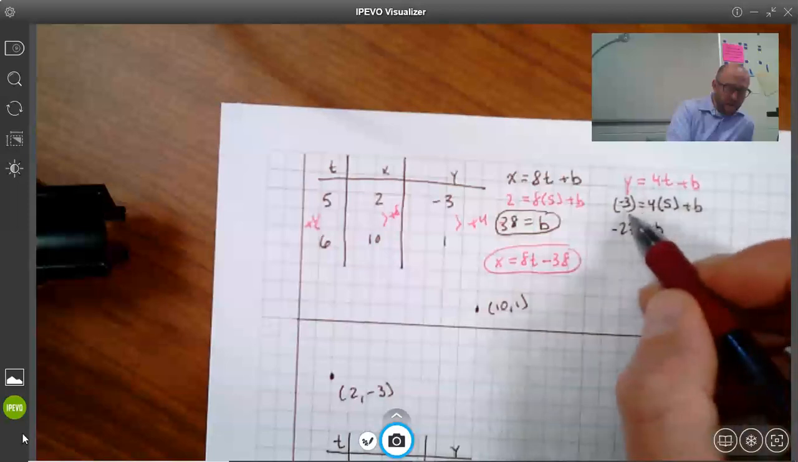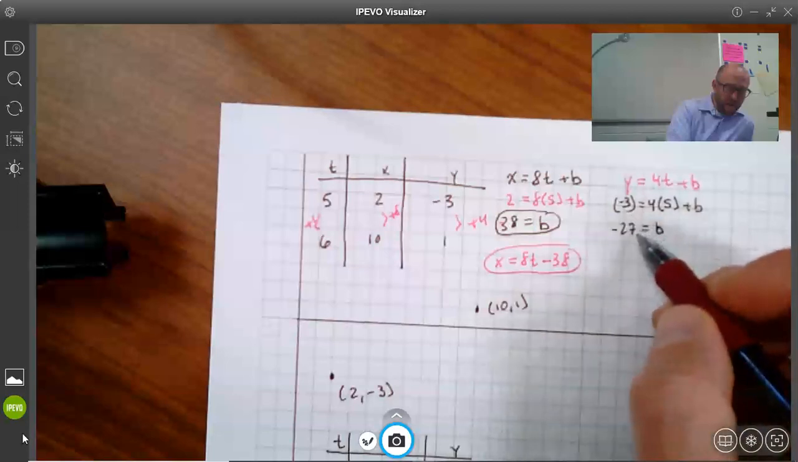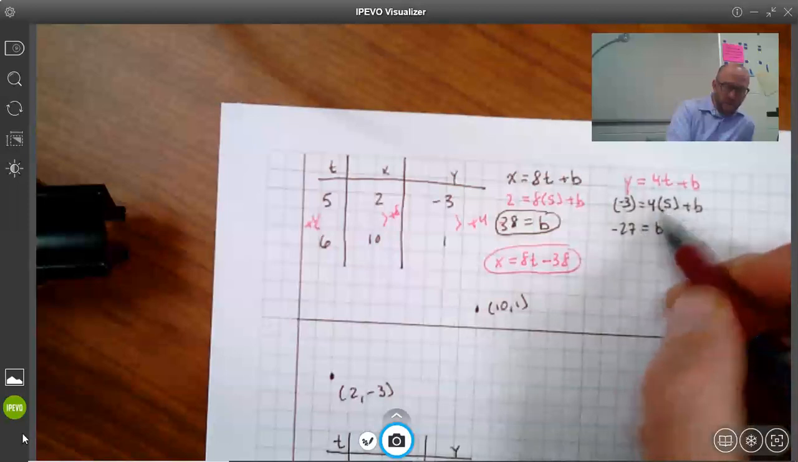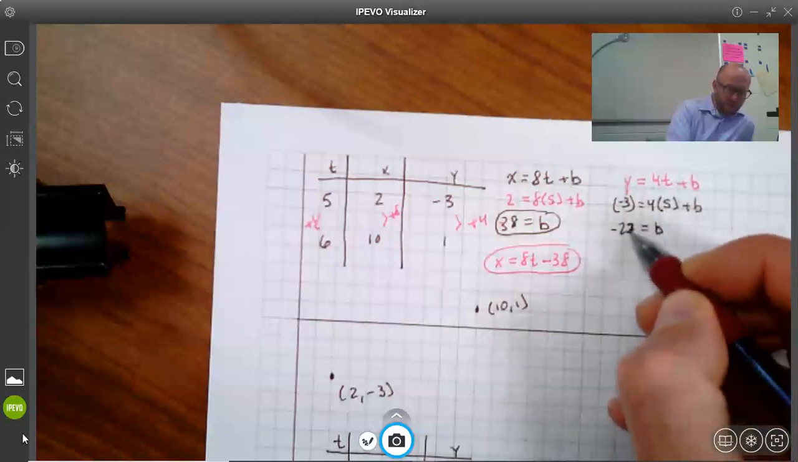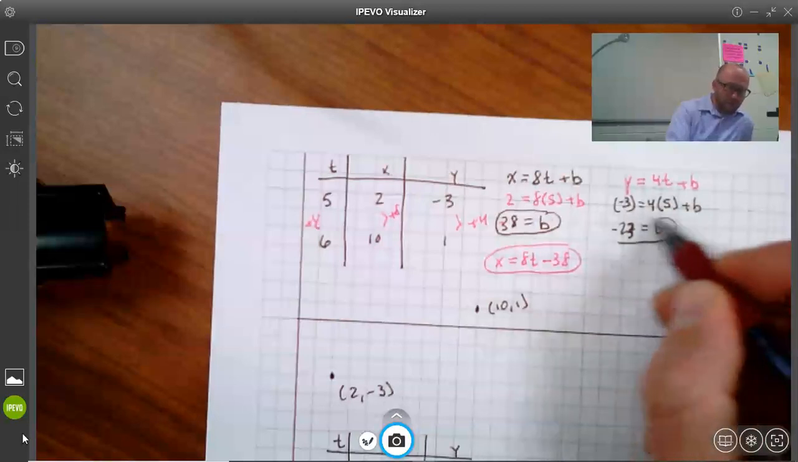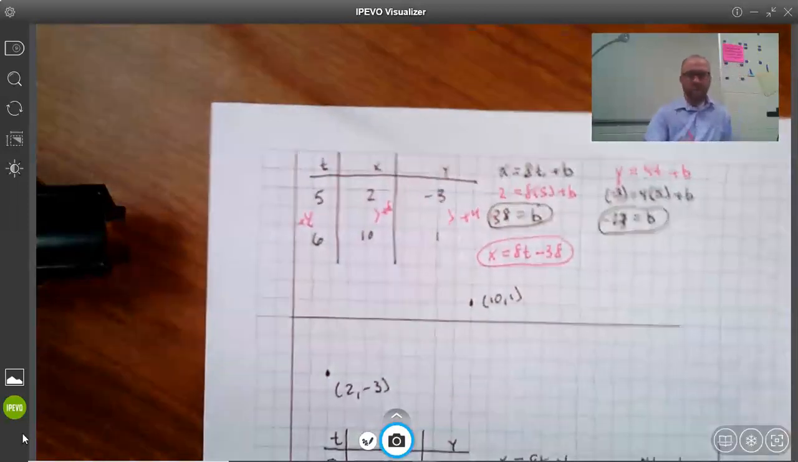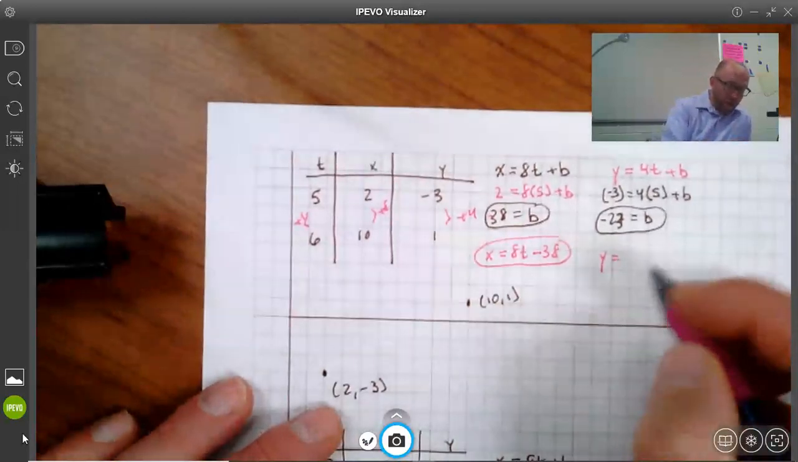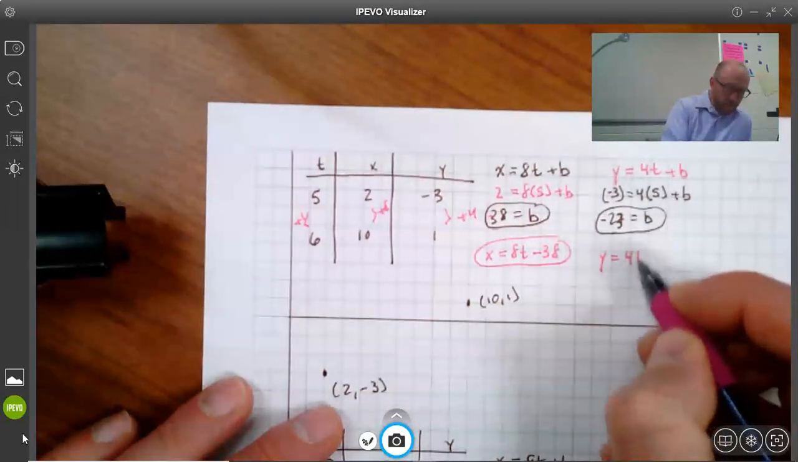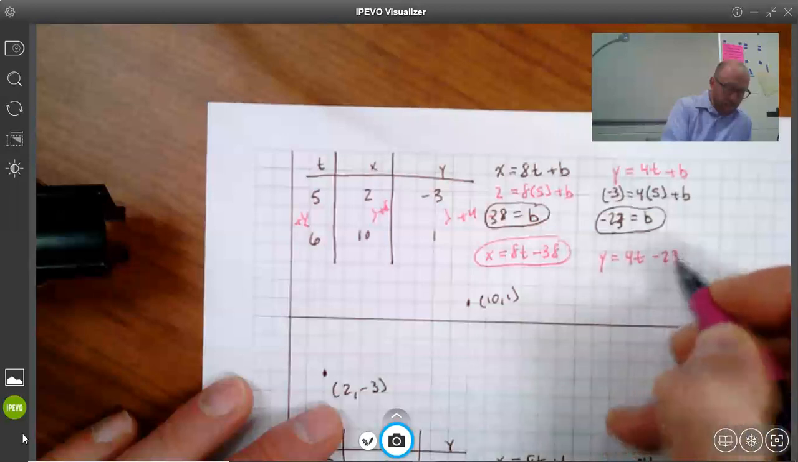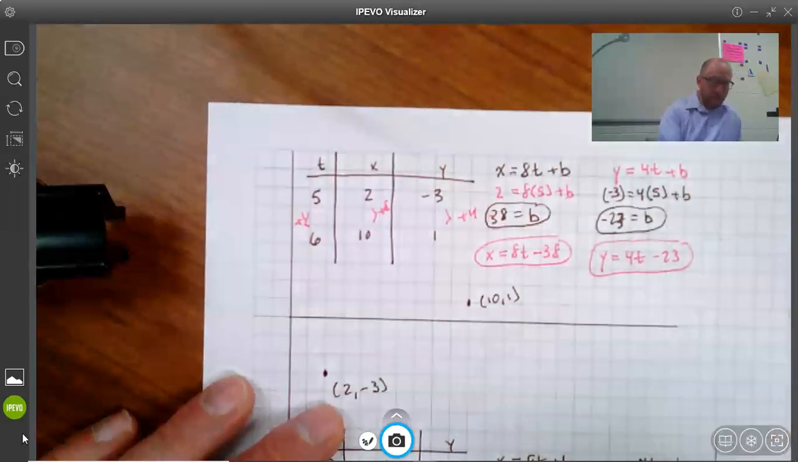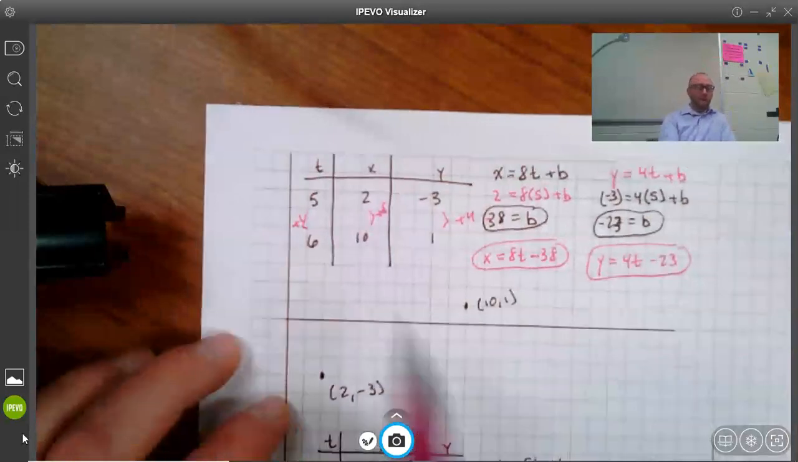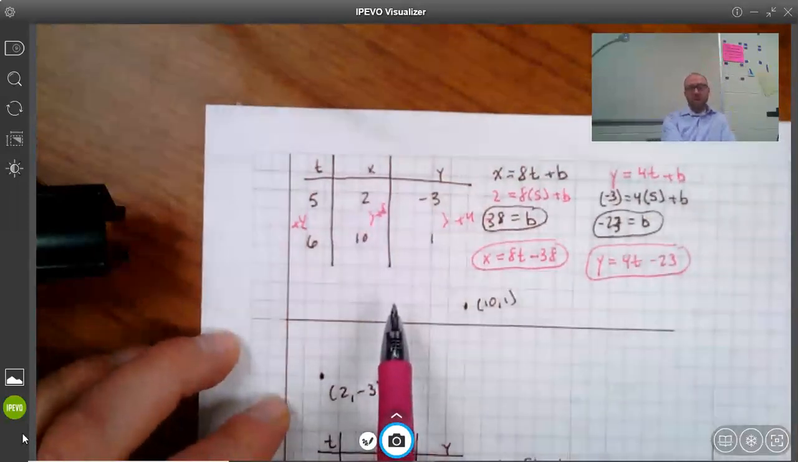Wait, what did I just do? 4 times 5 is 20. Yeah, -23. Jeez, losing my mind here. Okay. So then, our equation is y equals 4t minus 23.